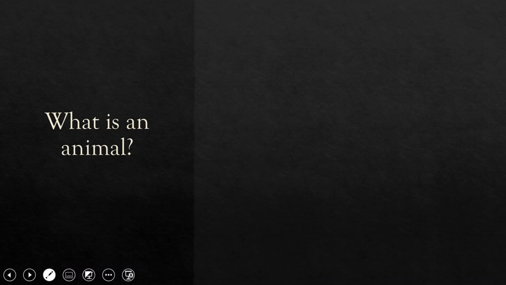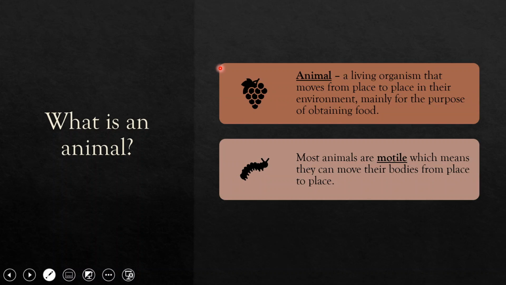Now, what exactly is an animal? So, right here, an animal is a living organism that moves from place to place in their environment, mainly for the purpose of obtaining food. And so, for the most part, animals are characterized by their need to get food, and they have to move around to get it.